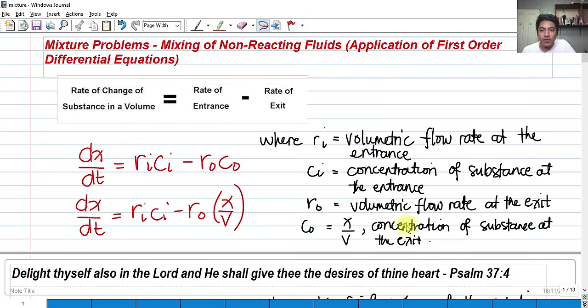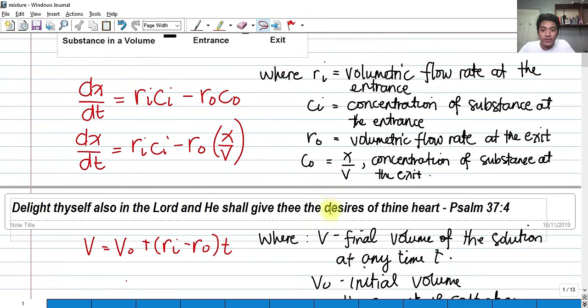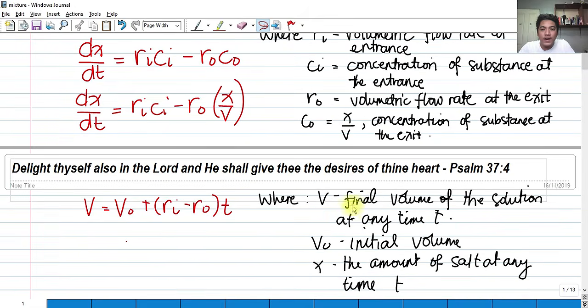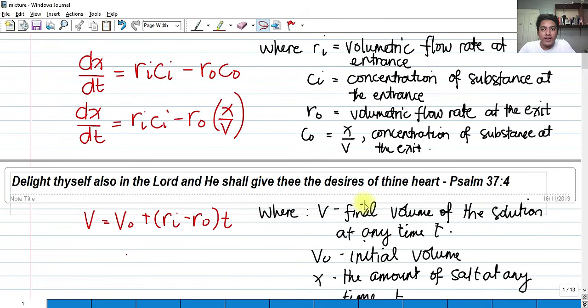C sub o is the concentration of the substance at the exit, which usually is not given in the problem. So we usually express c sub o as x over v, where x is the amount of salt or the solution, and v is the volume of the solution at any time t.